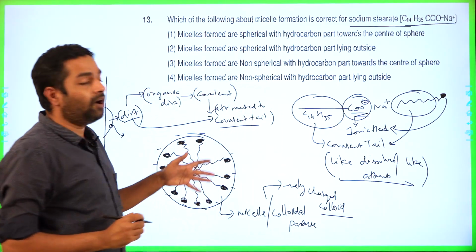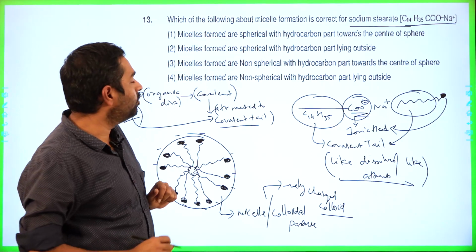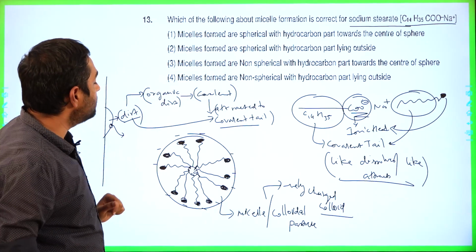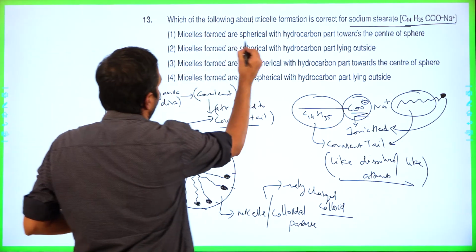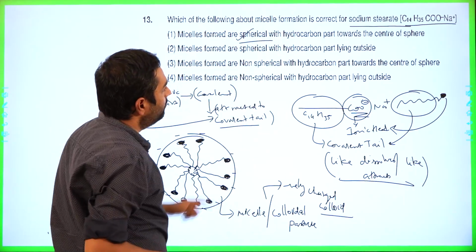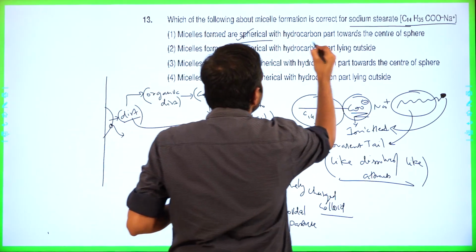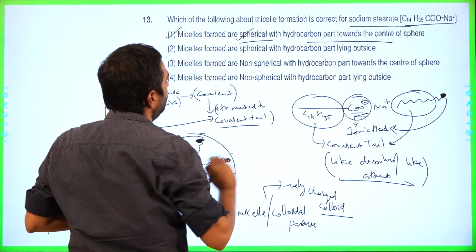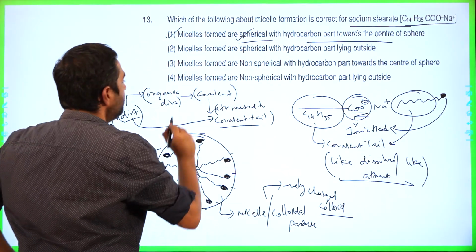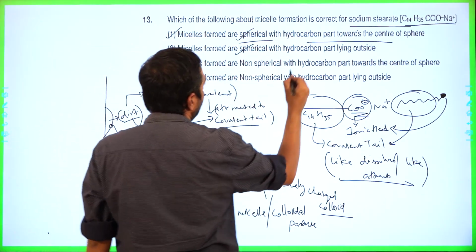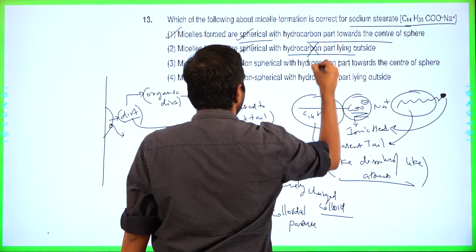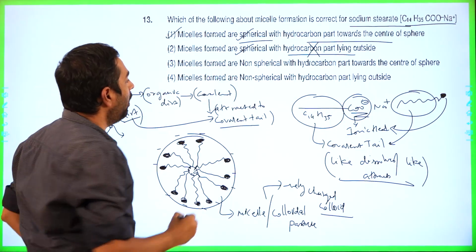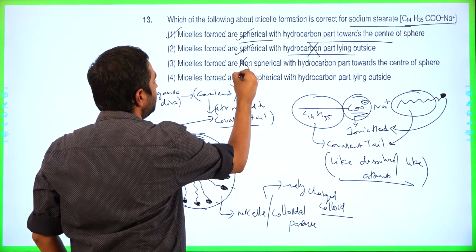Of course, that is not really required in the question. Let's have a look at what's happening here. Micelles are formed spherical in shape with the hydrocarbon part towards the center of the sphere. Perfectly correct, no problem. Micelles are formed spherical, correct, with the hydrocarbon part lying outside. This is wrong. Micelles are formed non-spherical, wrong again.